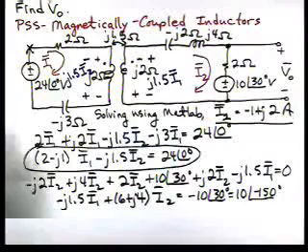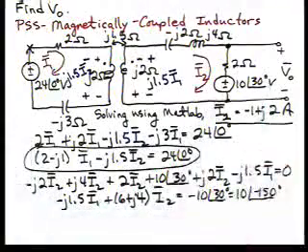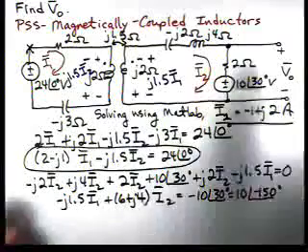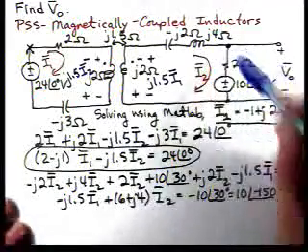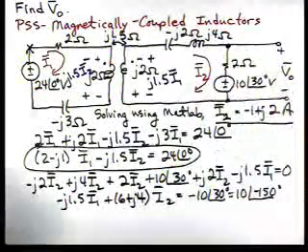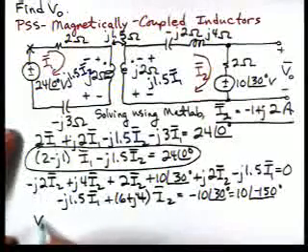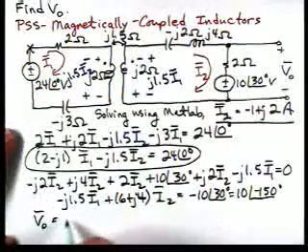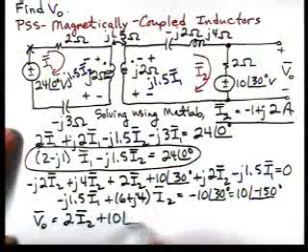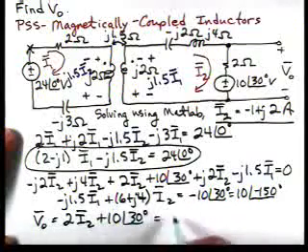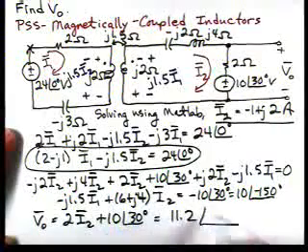Now, if we look over here at our circuit, V0 is the voltage across these two elements, so V0 is 2I2 plus 10 at an angle of 30, and that's 11.2 at an angle of 53.5 degrees volts.